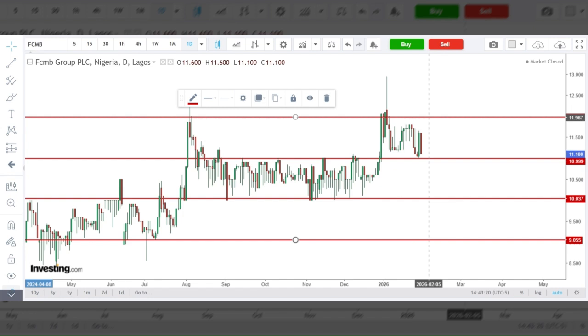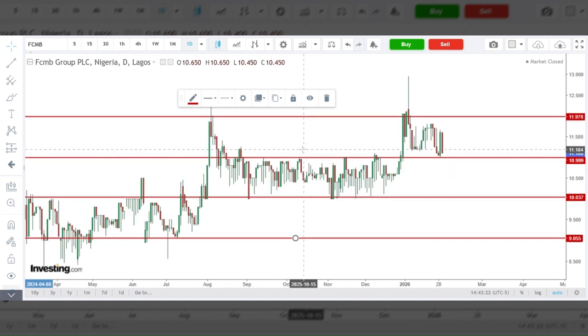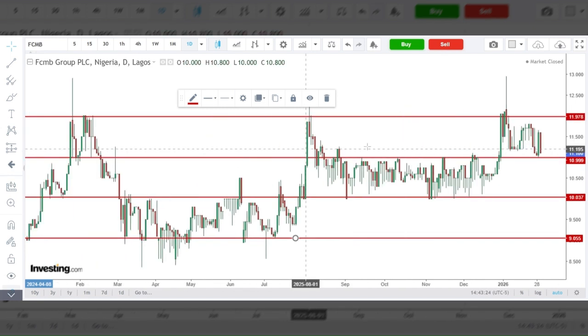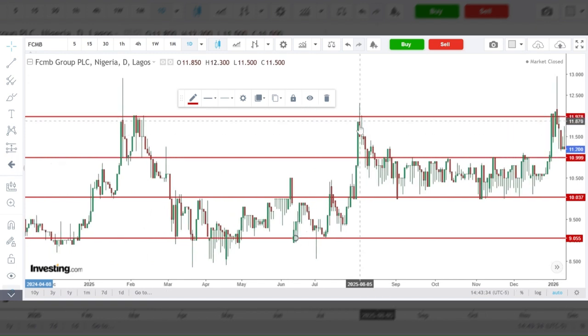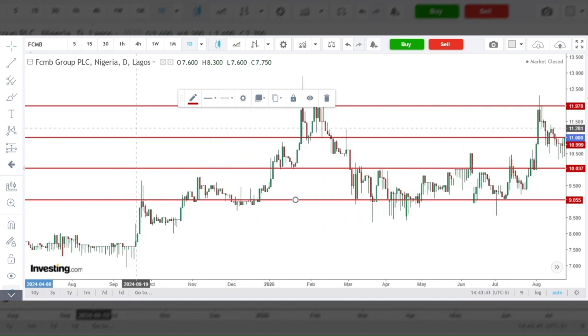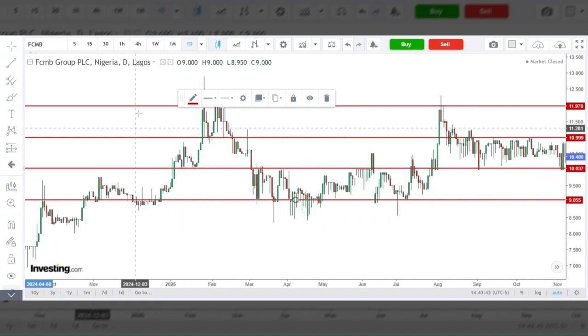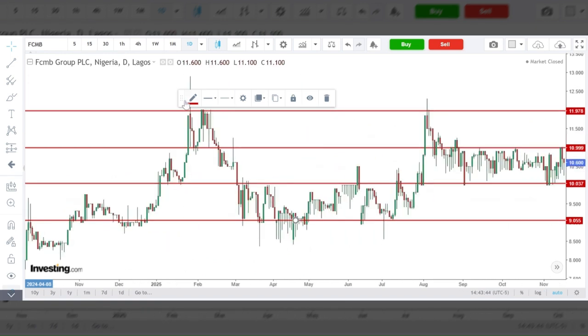Okay. Now let's see. Support. This is another resistance based on the line that we drew. You can see this resistance line too. Strong resistance areas. Okay, so this is a good one. This is a good support and resistance analysis. So let's go forward.